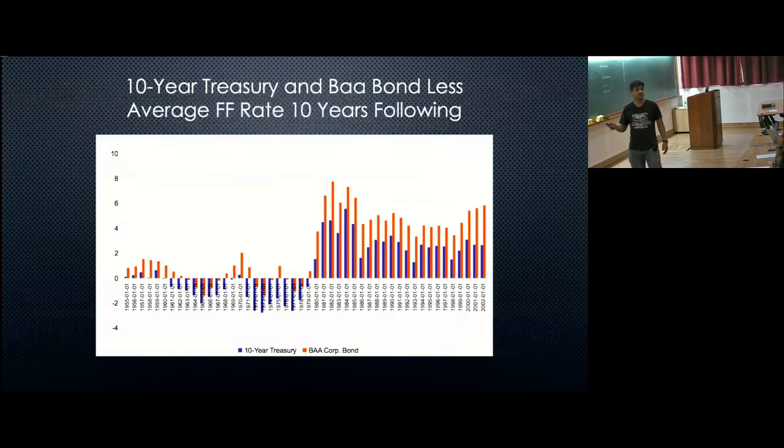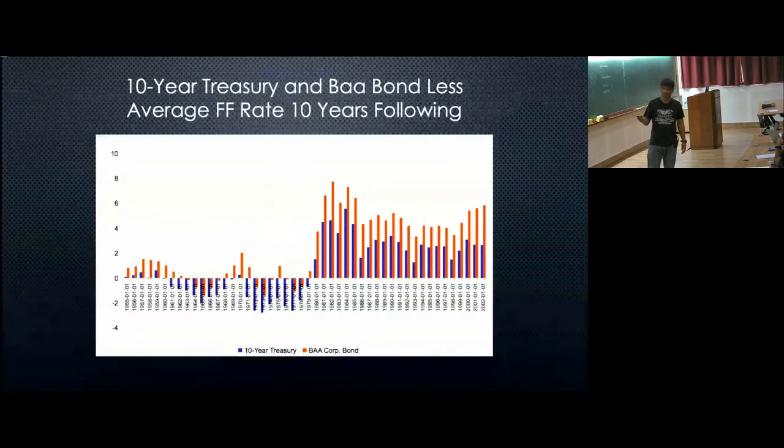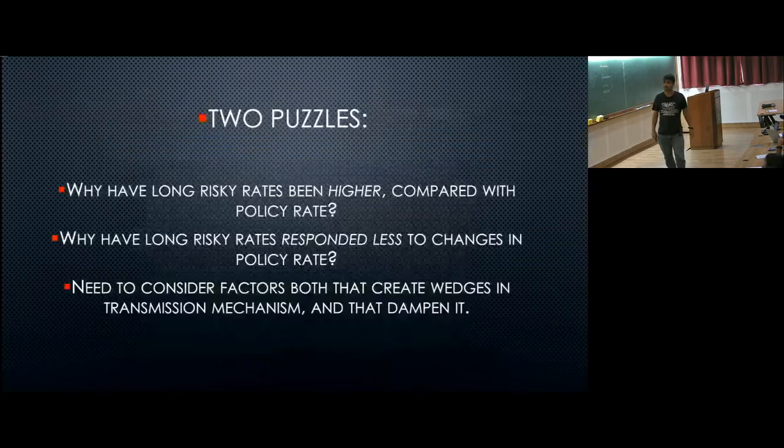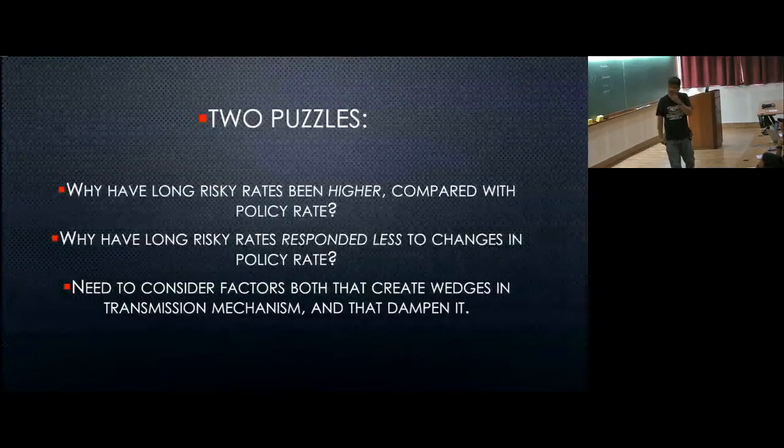After 1980, something dramatic happens. Private interest rates are much higher and persistently higher than the federal funds rate. It's always above 0 and much larger, right? Okay. So there are two puzzles that we need to ask.